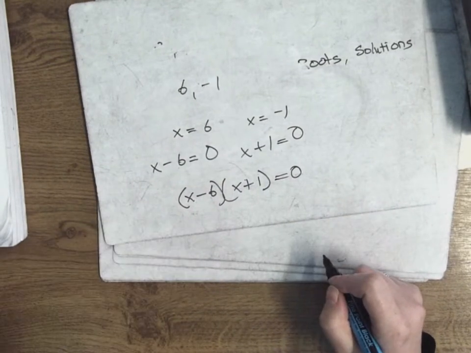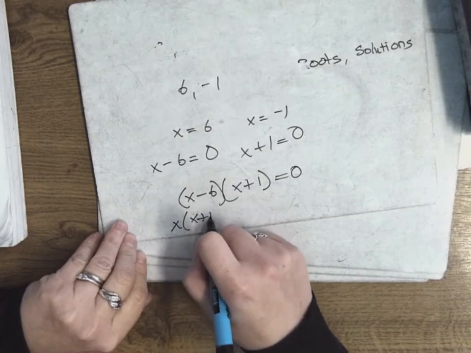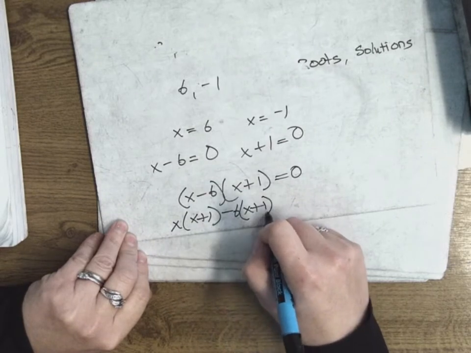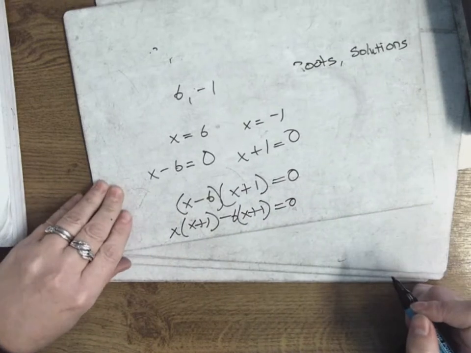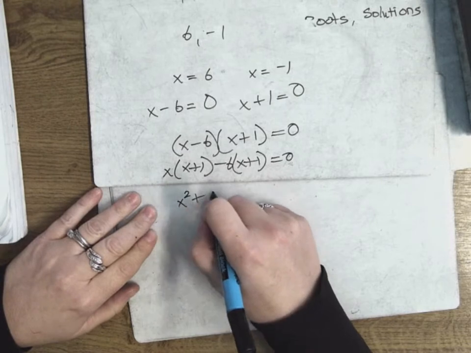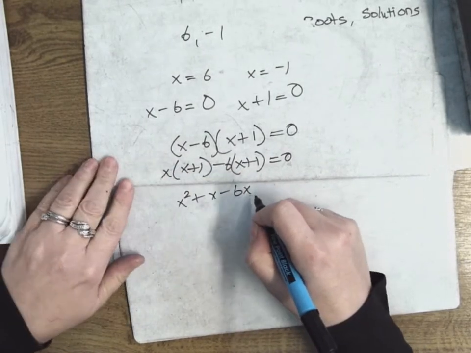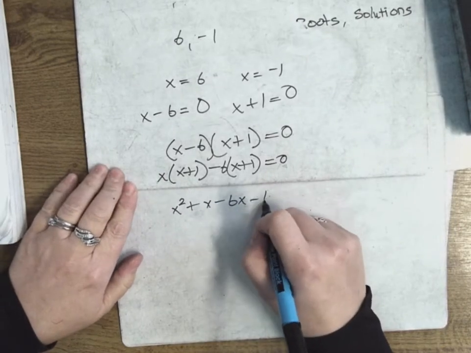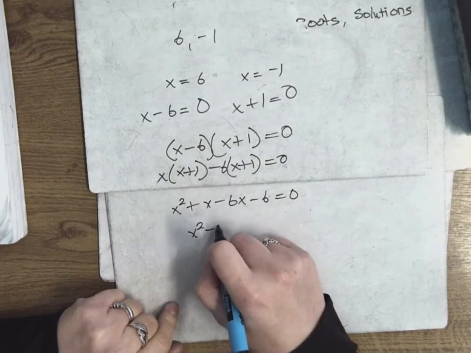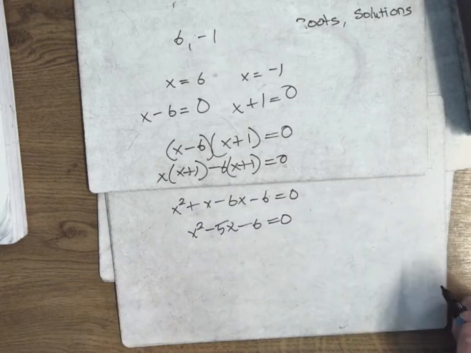And then to get back to the very start, you multiply out. So you split up the first bracket, x times x plus 1 minus 6 times x plus 1 equals 0. Then you multiply out and you get x squared plus x minus 6x. Just be careful, a minus by a plus is a minus, 6 by 1 is 6, minus 6, equals 0. And then put the like terms in the middle there, x squared minus 5x minus 6 equals 0, and that's what you started with. Is that right?